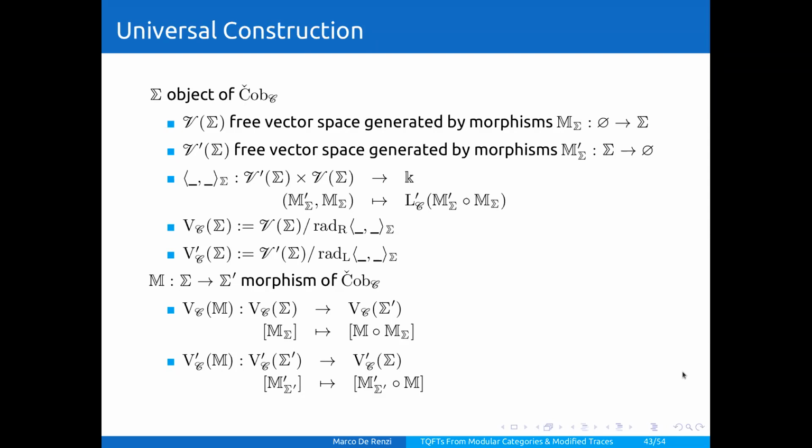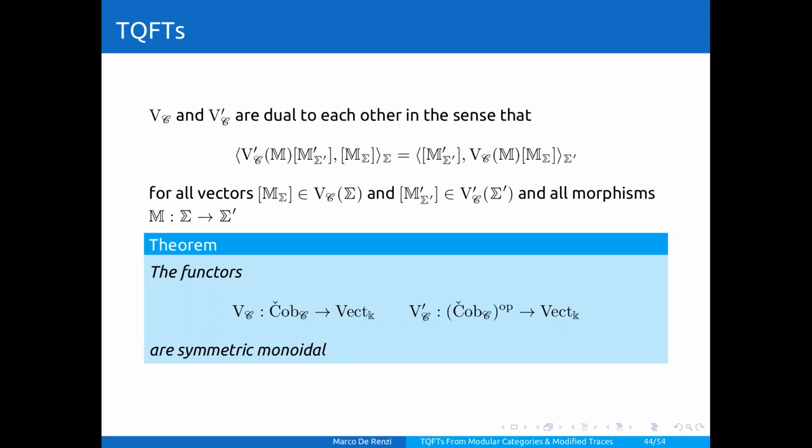Now, these two functors are kind of dual to each other in the sense that they are transposed with respect to a family of non-degenerate pairings. These pairings are induced by the pairings I introduced in this slide here on the quotient, so they are non-degenerate. And in fact, if you have a vector in V sigma and a vector in V prime sigma prime, then pairing the vector in V sigma with the image under V prime of M of the vector in V prime sigma prime is the same as pairing the vector in V prime sigma prime with the image under V of M of this vector in V of sigma.